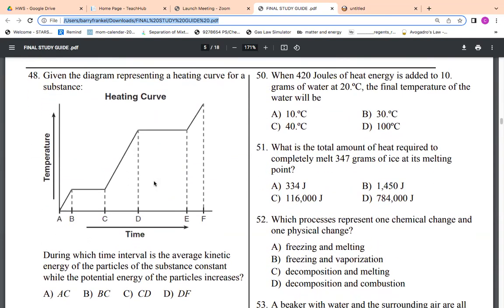Another heating curve. This is actually literally a repeat of the last question. So we are given this diagram with a heating curve for some substance. We don't know what the substance is. It doesn't really matter. During which time interval is the average kinetic energy of the particles of the substance constant? So when is temperature staying the same? That's basically what they're saying. Okay, so it's staying here and here. That's where it's staying constant, and potential energy is going up in both of these, but they only give us one of these options. They only give us BC as an option. DE is literally not in the choices.